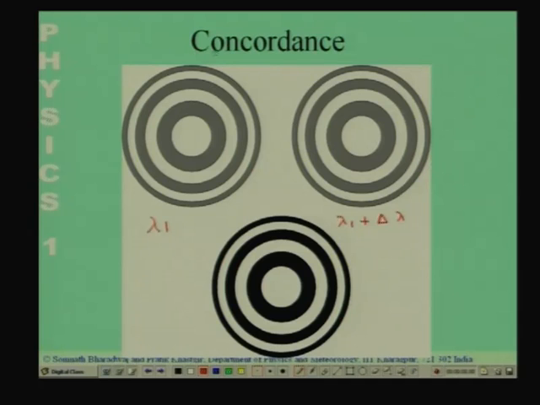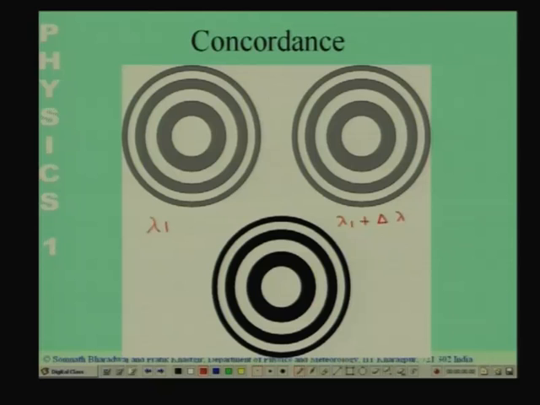So, this is what happens when you have concordance, when the fringe pattern of the two wavelengths coincide. Now, a point which you should note over here, a point which may arise in your mind is as follows. Can the two fringe patterns coincide everywhere in the field of view?